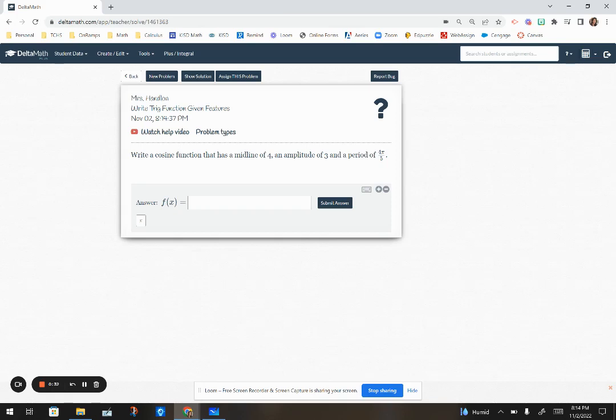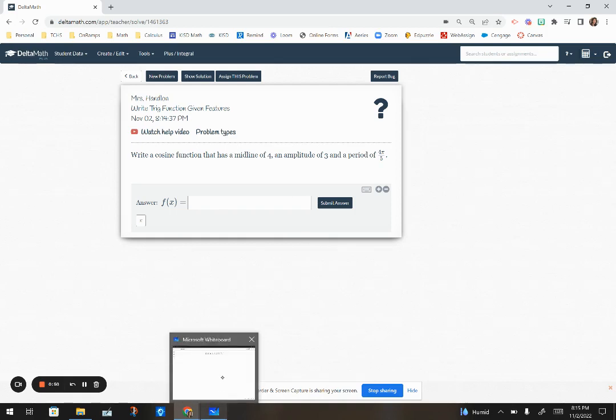And notice that they're giving us certain elements of what our equation is going to contain. They're telling us it's a cosine function. They're telling us the midline is 4, amplitude is 3, and the period is 4 pi over 5.